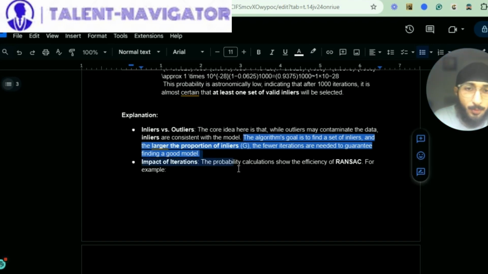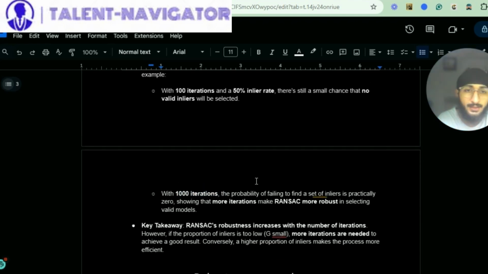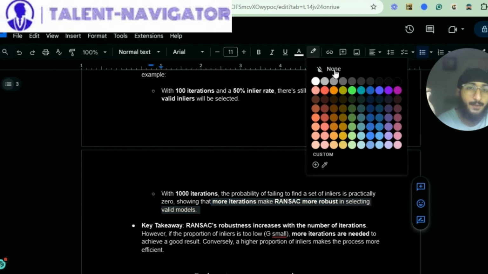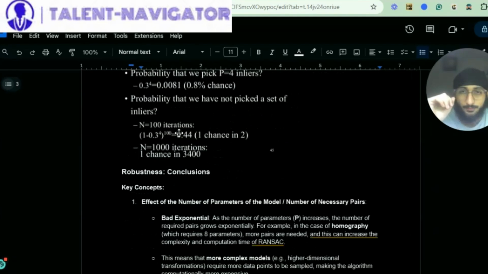So impact of iterations: the probability calculations show the efficiency of RANSAC. For example, with 100 iterations and a 50% inlier rate, there's still a small chance that no valid inliers will be selected. With 1,000 iterations, the probability of failing to find a set of inliers is practically zero, showing that more iterations make RANSAC more robust in selecting valid models. Key takeaway: RANSAC's robustness increases with the number of iterations. However, if the proportion of inliers G is small, more iterations are required to achieve a good result. Conversely, a higher proportion of inliers makes the process more efficient.